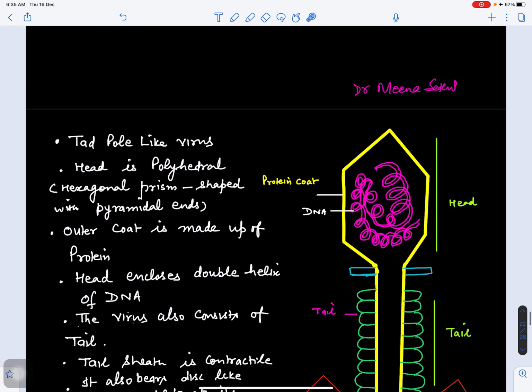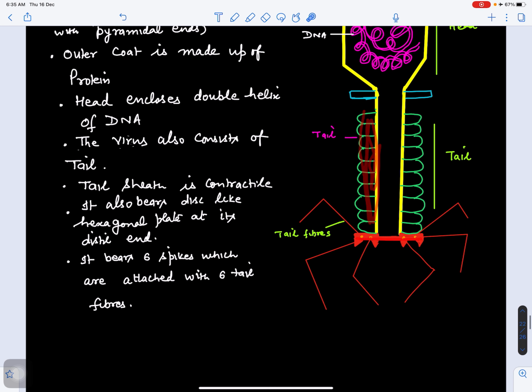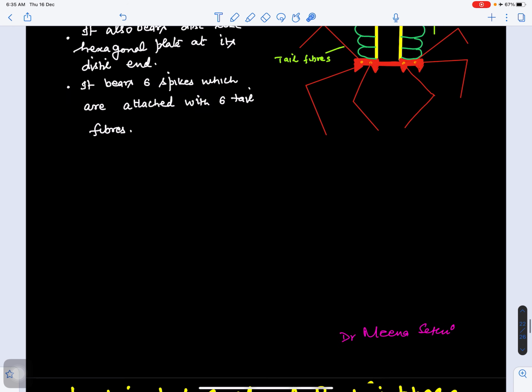Now we'll study again. This is a tadpole-like virus. It is hexagonal or prism shaped in outline. This outermost coat is made up of protein, so it is called the protein coat. And inside is double-stranded DNA. Now this tail sheath, which is the elongated part, is contractile in nature. It has a hexagonal head and a hexagonal end plate, which bears 6 spikes to which are attached 6 fibers.